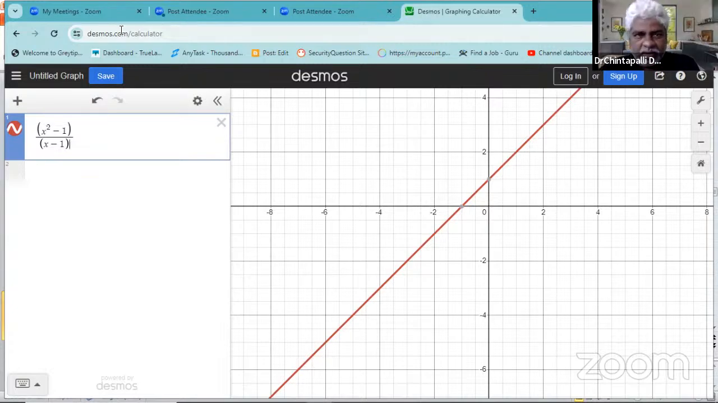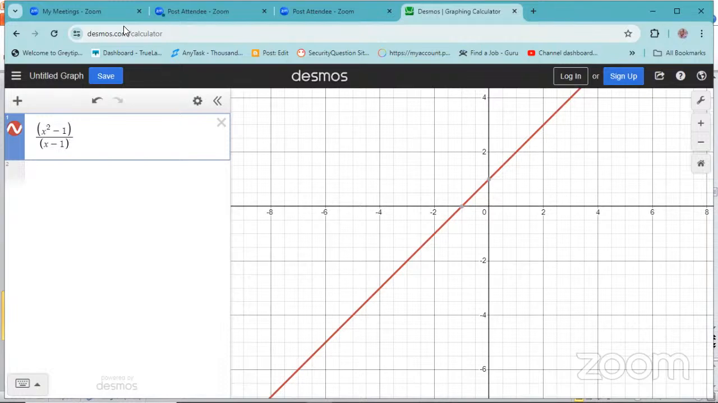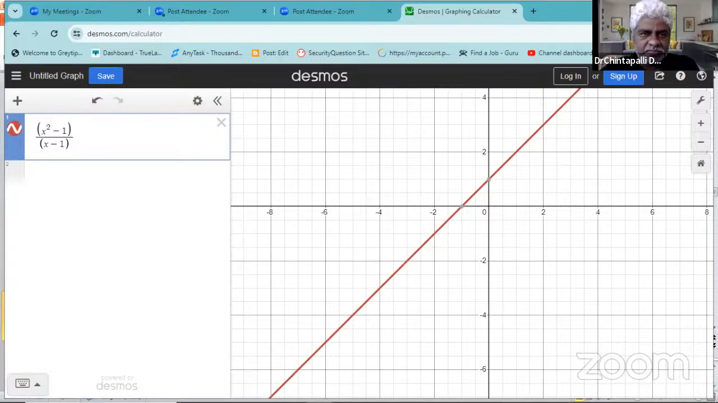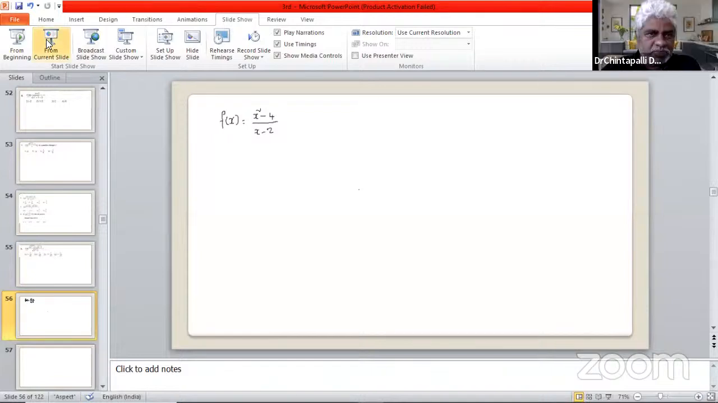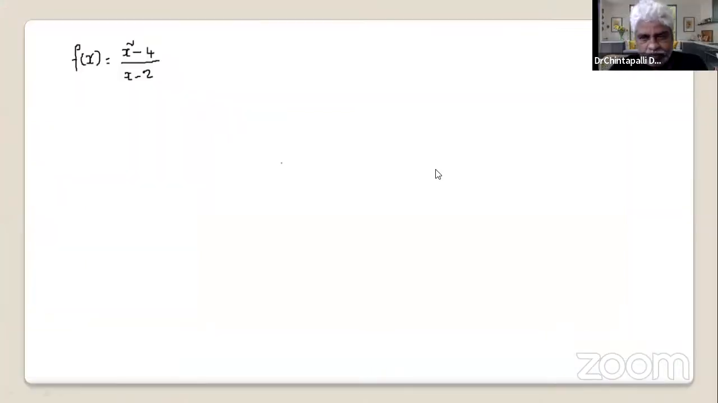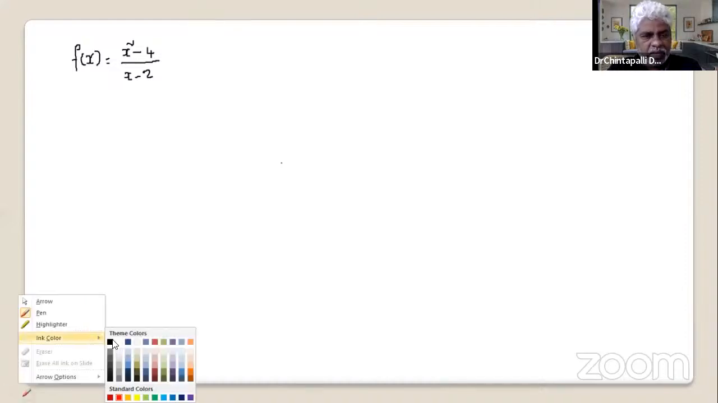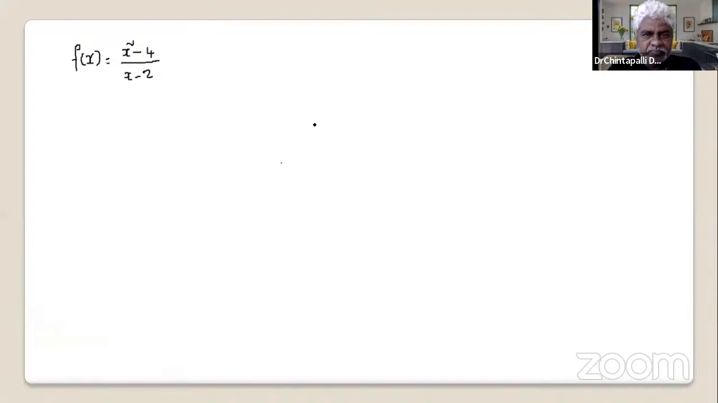Okay, let's try it. I think Mathway is going to give us a good one. So, 1 second, let me check. Suppose this is the correct graph. We are drawing the graph for f of x is equal to x square minus 4 by x minus 2. It's very interesting.